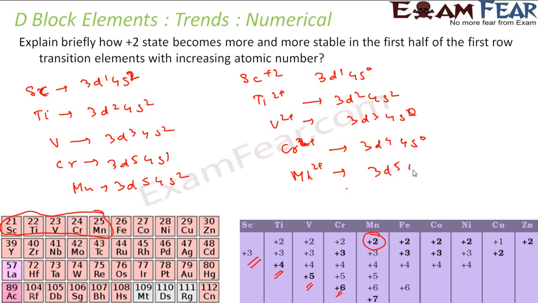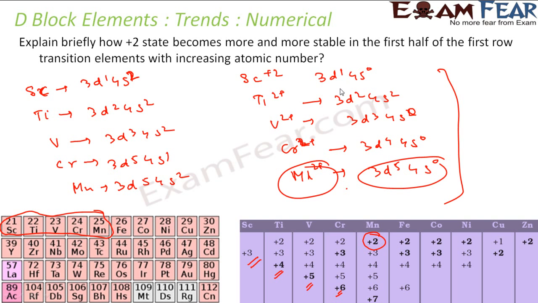So if you see in all these, none of these is stable, only this is stable. Only Mn2+ is stable. Why? 3d1, 4s0, no stable configuration. 3d2, 4s0, no stable configuration. 3d3, 4s0, no stable configuration. In fact, none of these are stable. Thus, as far as +2 oxidation state is concerned, only Mn2+ is stable.